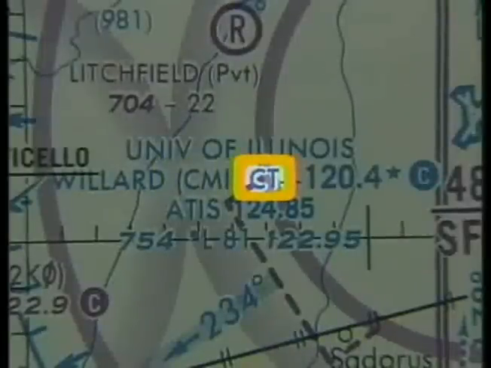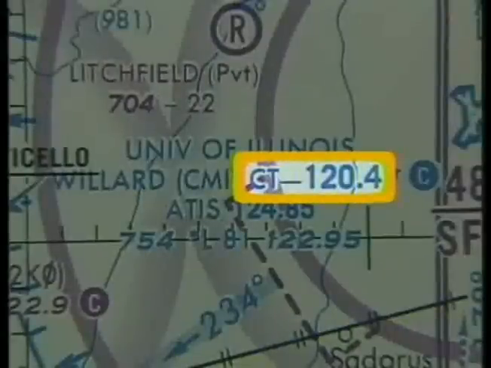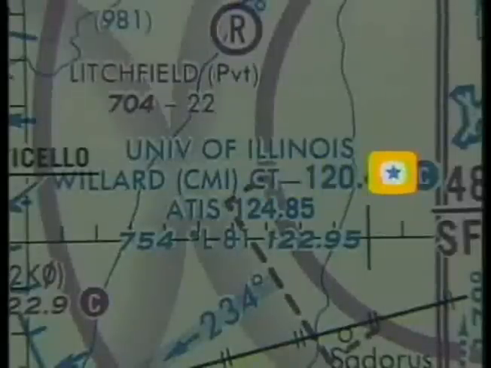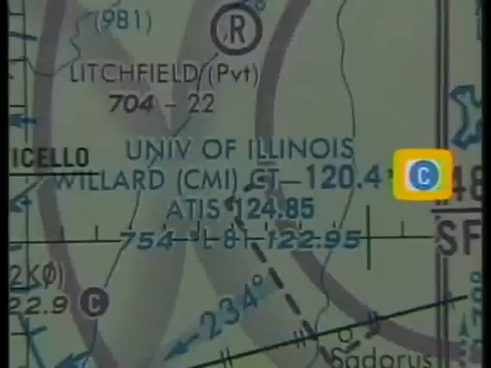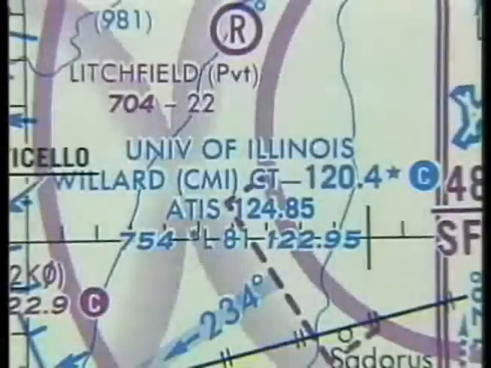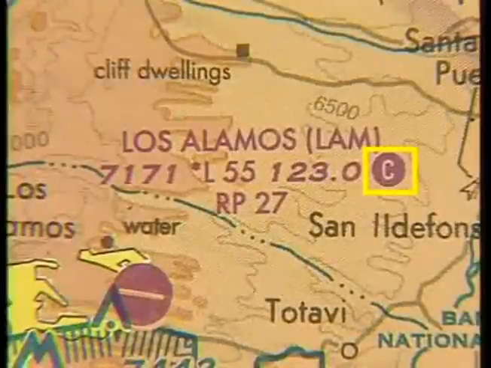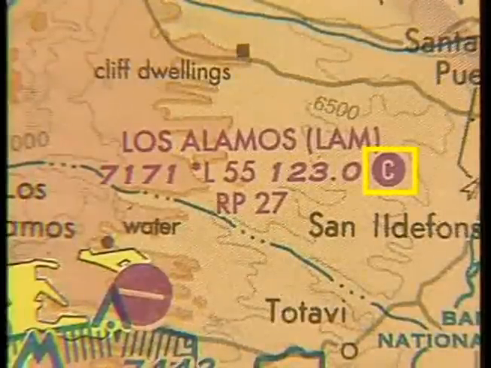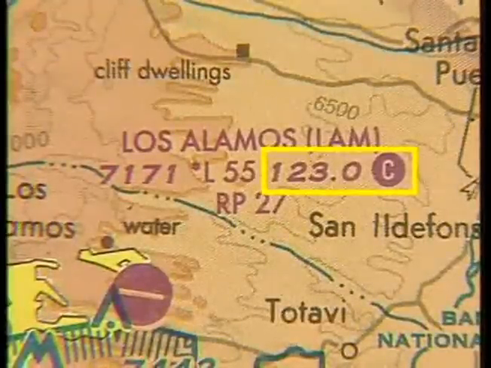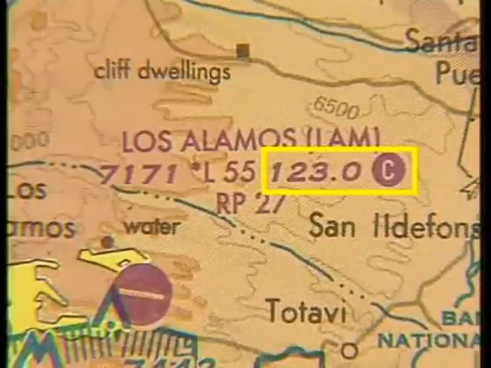CT indicates there is a control tower at the field, and it has a primary frequency of 120.4. The star means that the tower does not operate continuously. The C symbol in the filled-in circle indicates that you should use the tower frequency as the Common Traffic Advisory Frequency, or CTAF, when the tower is not operating. The C symbol is also used to show the CTAF at the airport without a tower. In this example, the CTAF is the Unicom frequency.